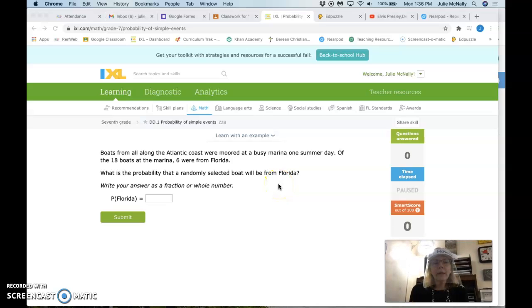Okay, here's some explanation of how to do the IXL. So this says boats from all along the Atlantic coast were moored at a busy marina one summer day. Of the 18 boats at the marina, 6 were from Florida. What is the probability that a randomly selected boat will be from Florida?